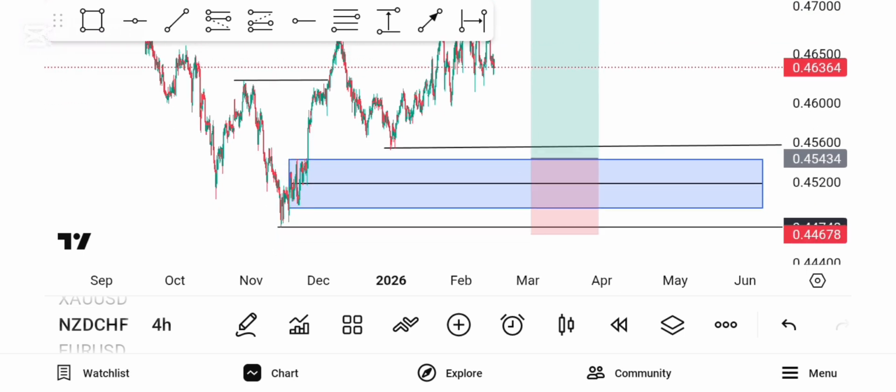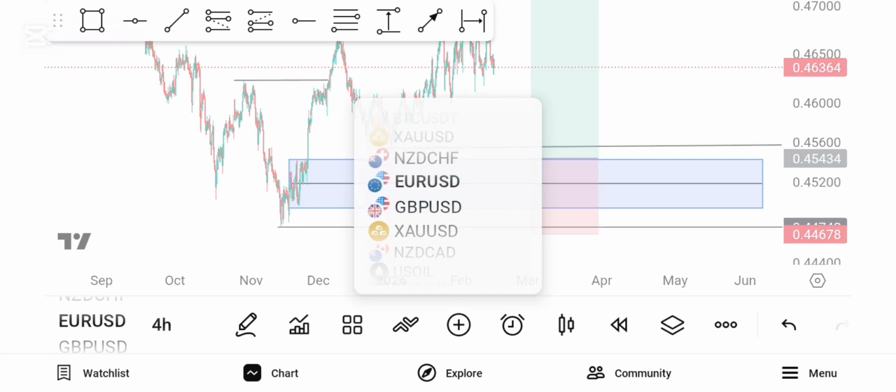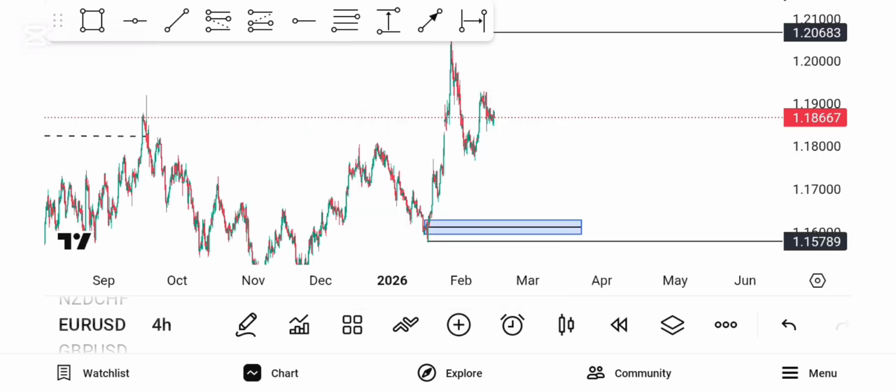So what will be our next pair now? I think we should analyze Euro USD. Okay, Euro USD, I think I've done this analysis before, but this pair is so slow. It's a very slow pace, so it's not like those SAUSD that will be very fast. It's a very slow pace.